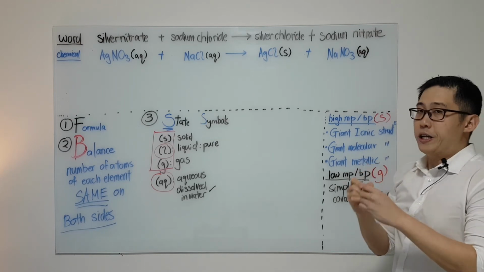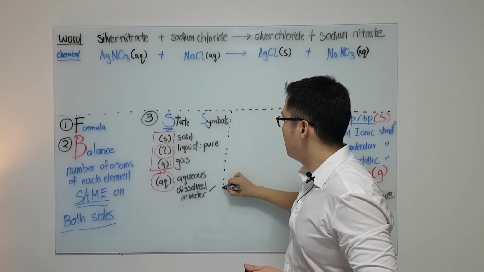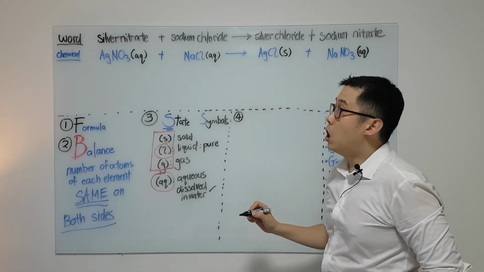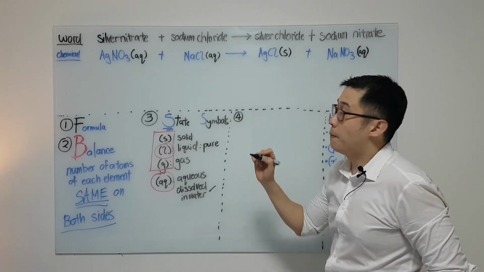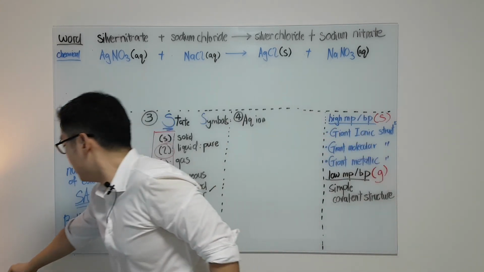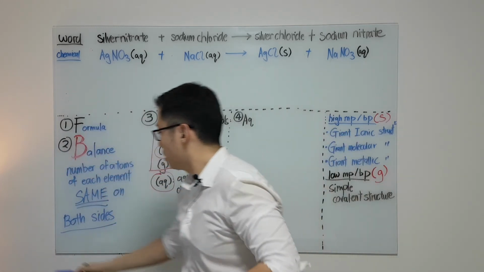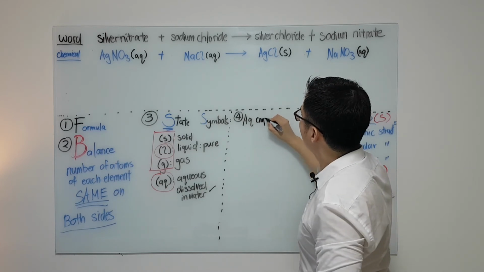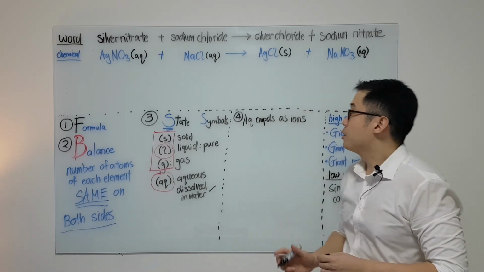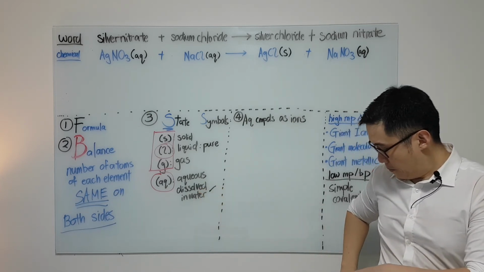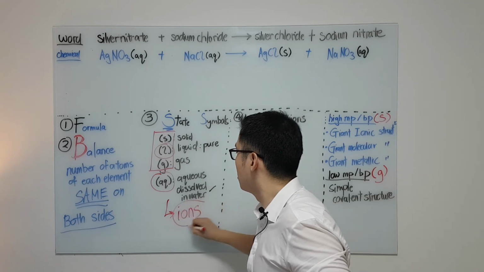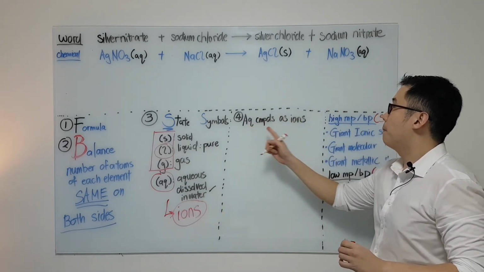Now, in writing ionic equations, students, we will have one more step. To be precise, two more steps. We have to rewrite all the aqueous compounds as ions. Why is this so? Because when aqueous compounds dissolve in water, they become ions. So that's the reason. That is why aqueous compounds would become ions.